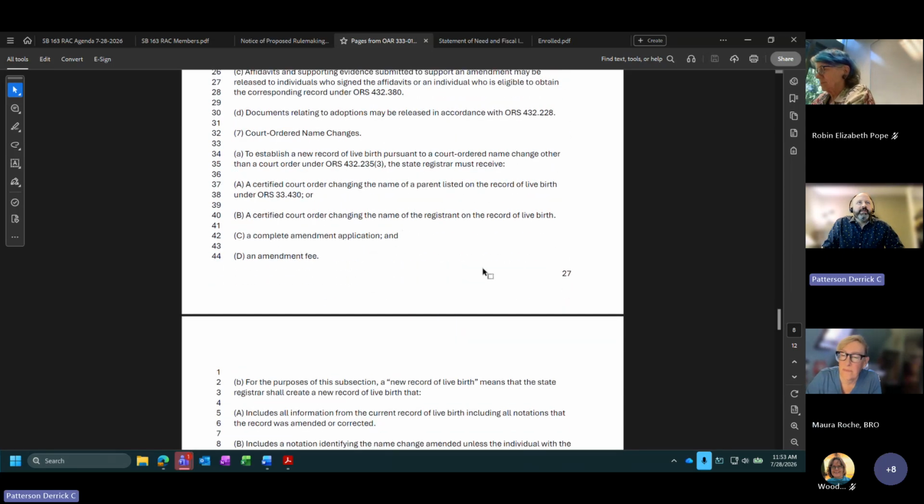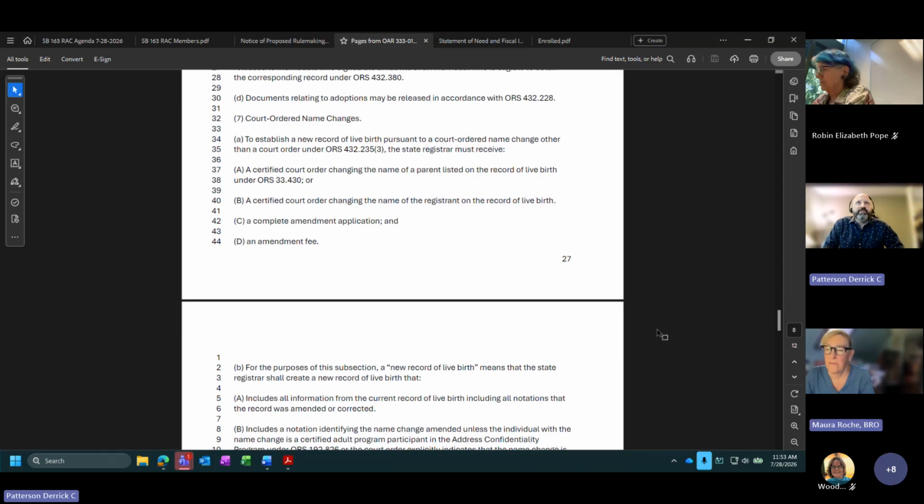Section 7, court-ordered name changes. A, to establish a new record of live birth pursuant to a court-ordered name change other than a court order under ORS 432.235, Section 3, the state registrar must receive A, a certified court order changing the name of a parent listed on the record of live birth under ORS 33.430, or B, a certified court order changing the name of the registrant on the record of live birth. C, a complete amendment application, and D, an amendment fee.